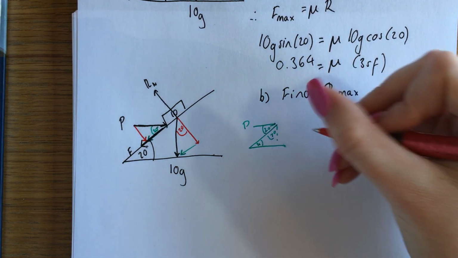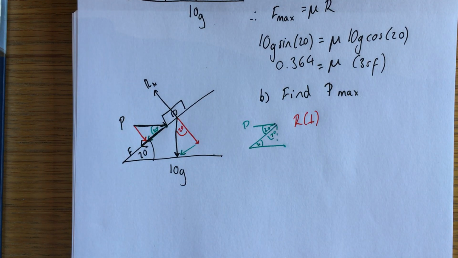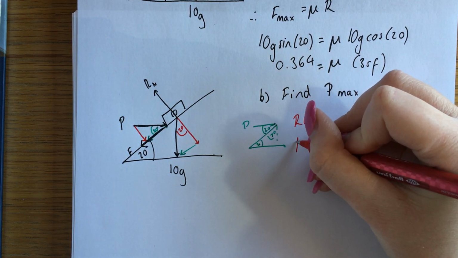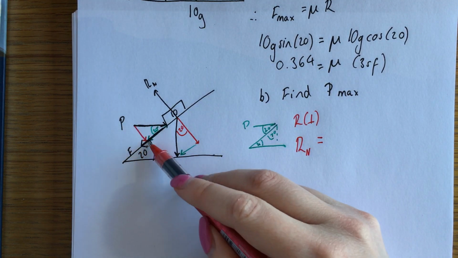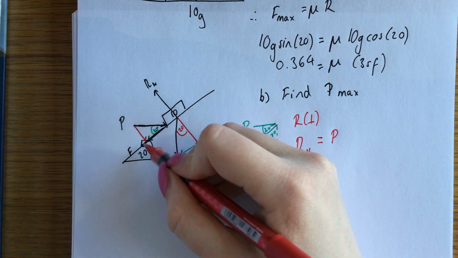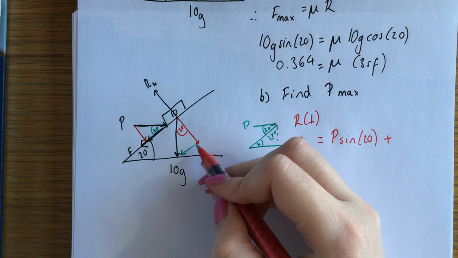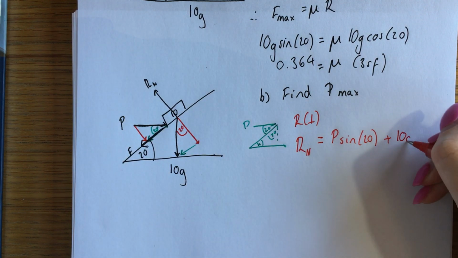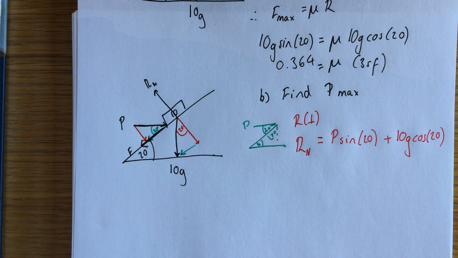Okay, so we're going to resolve perpendicular to the plane first. So I've got my normal reaction, my force going up, and that is equal to P sine 20 plus 10g cos 20. Okay, so I can't really do anything with that at the moment.